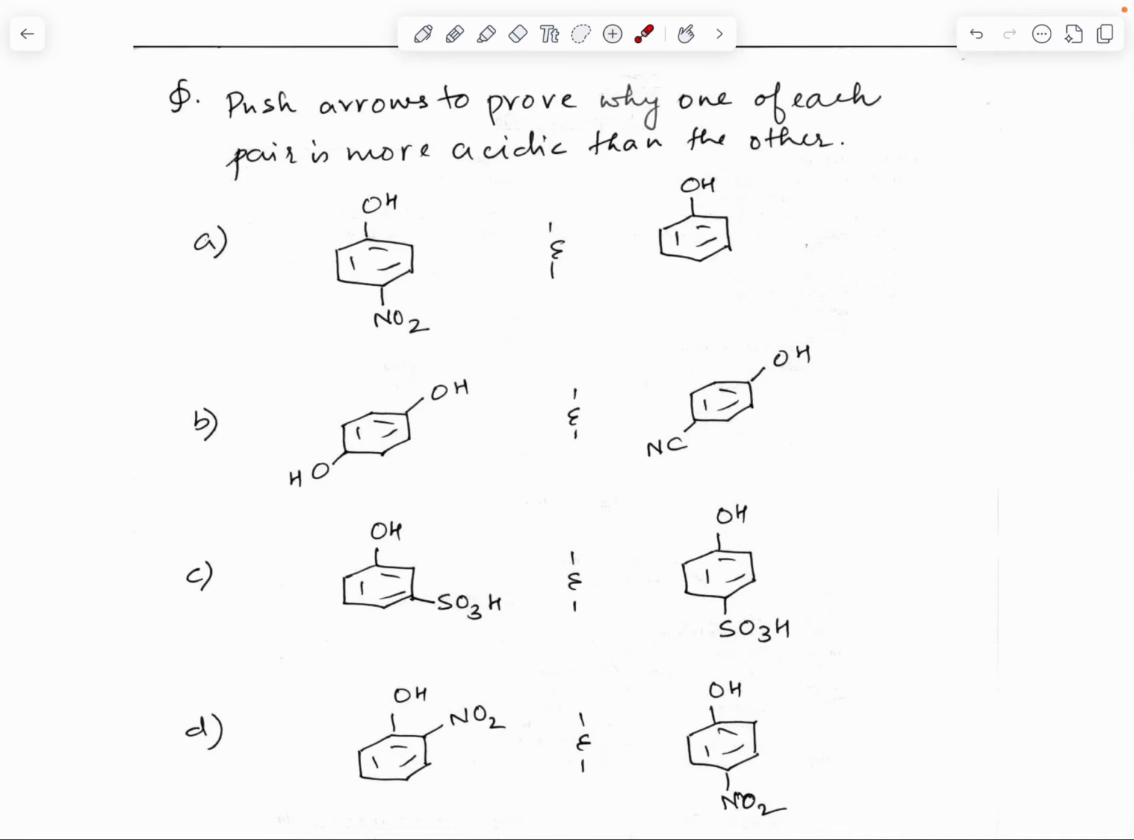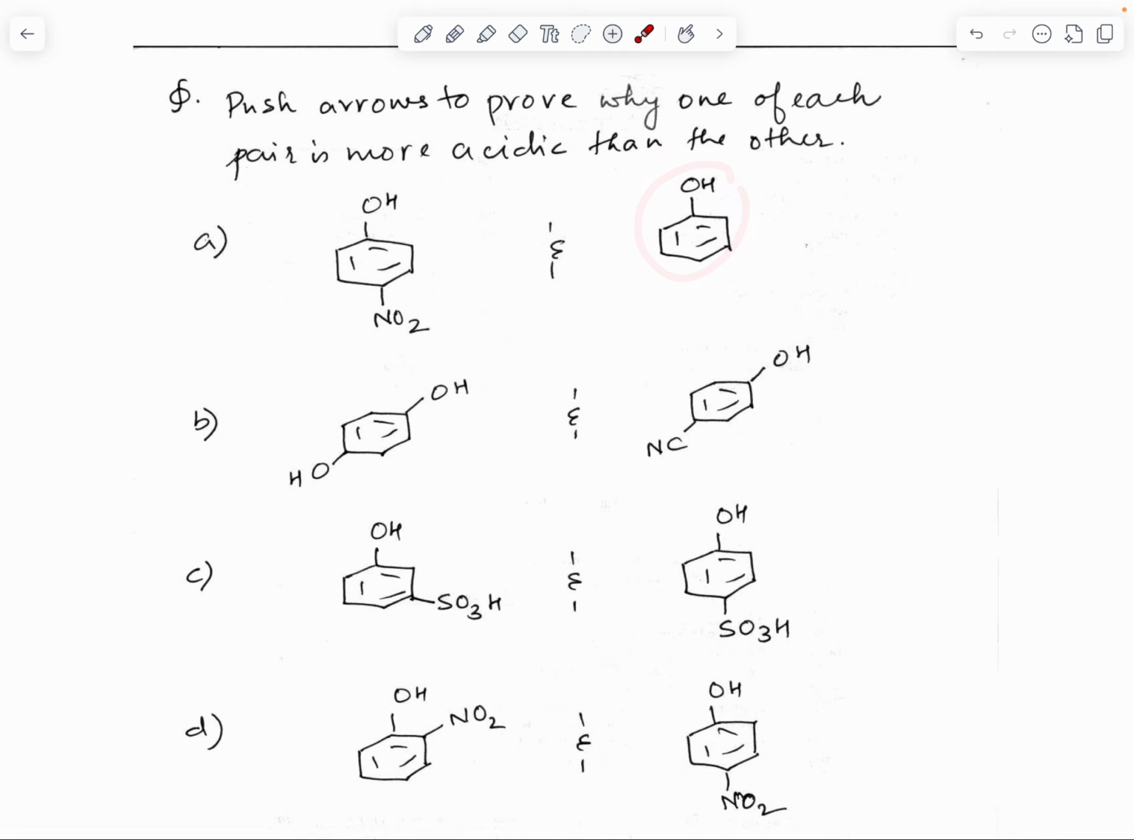All right, so in this question, basically you have to push arrows to prove why one of each pair is more acidic than the other. So if you take a look at the first pair out here, you have a nitro group connected to a phenol at the para position, and then out here you basically just have a blank phenol.